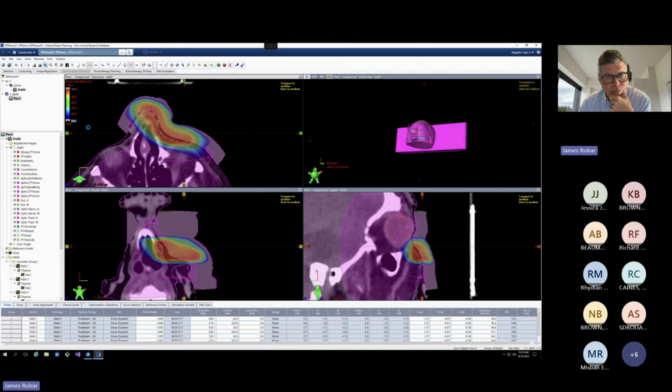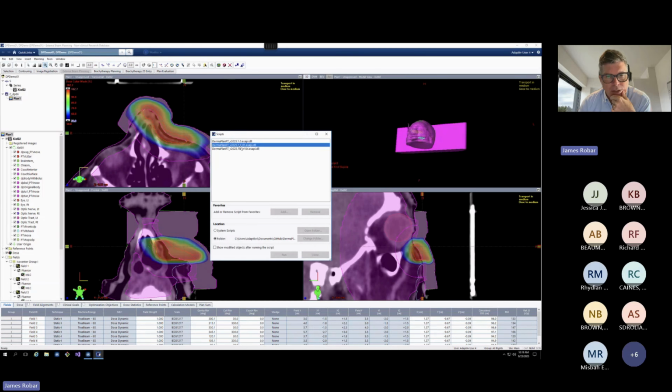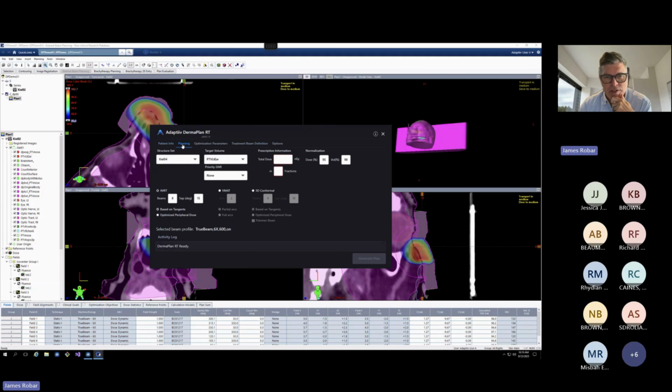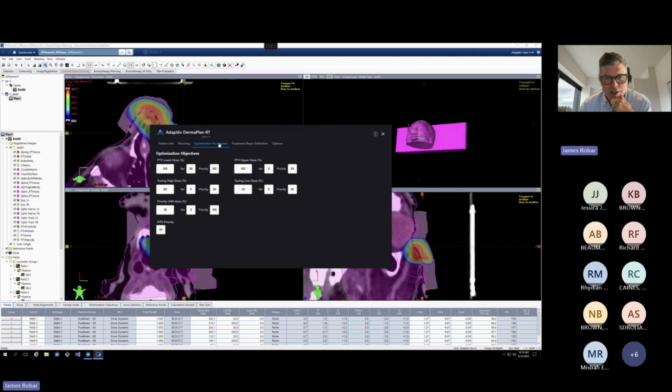I think a good idea for us now is we'll go back into DermaPlan. I'll give you a bit more of a tour of it, and then we'll launch a VMAT plan. And while that's calculating for a few minutes, I'll tell you a few more things about this application. So you've seen the planning tab. You may be wondering, what were the optimization parameters used in automated planning?